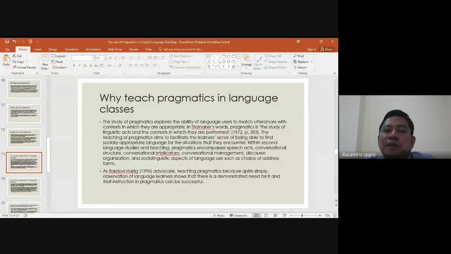Itulah ruang lingkupnya pragmatics. As Dovi Herlich advocates teaching pragmatics because quite simply observation of the language learner shows that there is a demonstrated need for it and that instruction in pragmatics can be successful. Kalau Alik menyampaikan sudahlah nggak usah yang susah-susah ya, coba saja membuat observasi penggunaan bahasa oleh mahasiswa misalkan, itu bagian dari pragmatik juga. Bagaimana mahasiswa speak to their friends, to their classmates, bagaimana mereka speak to lecturers, teachers, right, and so on and so on.